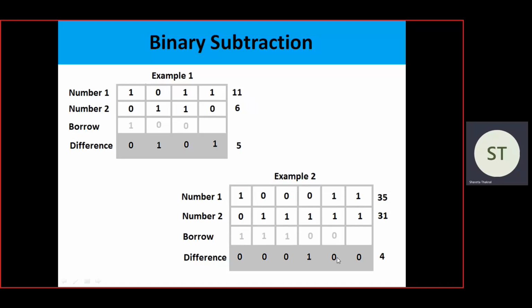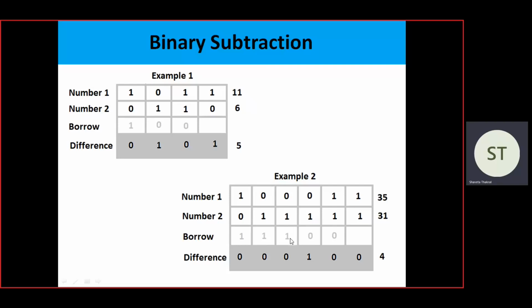1 minus 1 is 0 with borrow 0. Now we have 0 minus 1. 0 minus 1 is 1 with borrow requirement 1. So now the 0 needs to be subtracted from the difference. So here we have 1. Next we have 0 minus 1, that is 1 with the borrow requirement 1.